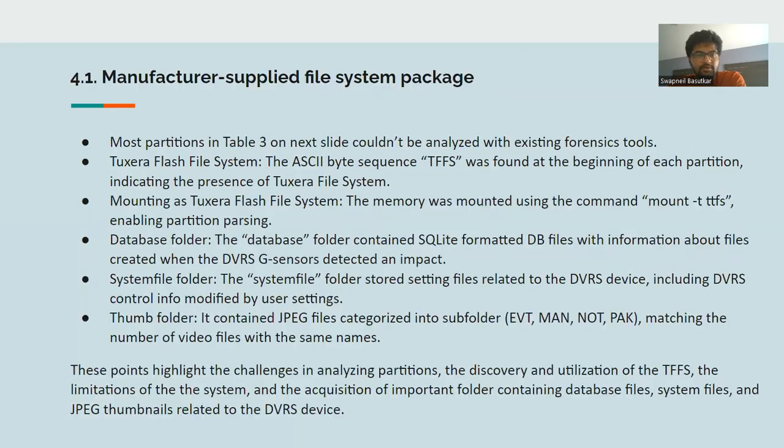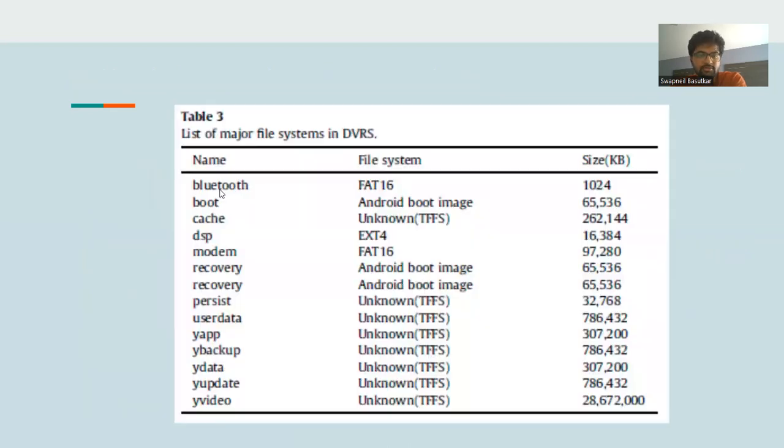So the proposed method is the manufacturer-supplied file system package. Most partitions. This is Table 3, a list of major file systems in the DVRs. For Bluetooth, we have FAT16. For boot, for cache, for modem, we have FAT16. For recovery, Android boot image, and videos. TFFS is where one of our other focuses is. We'll see further in the slides. And this is the size in kilobytes for each of these file systems.